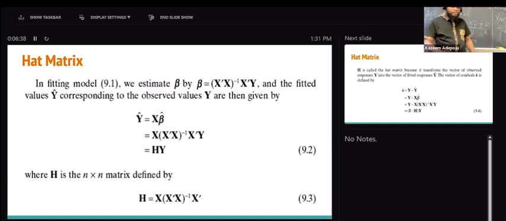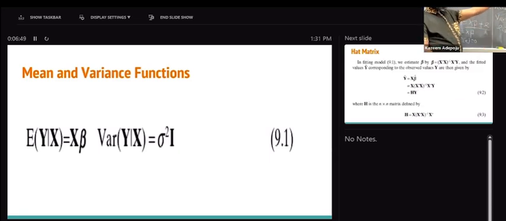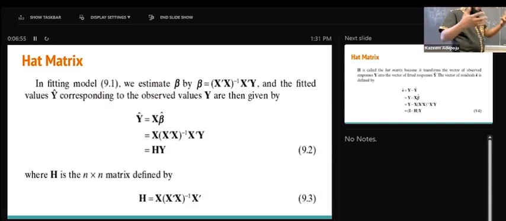Okay, let's take a look at the hat matrix now. You remember the other time we talked about the hat matrix? Now, when you take a look at equation 9.1, if I want to fit, of course, fitting means I'm going to have an estimated model. When I say estimated model, the estimated model is actually having this, putting a cap on Y.